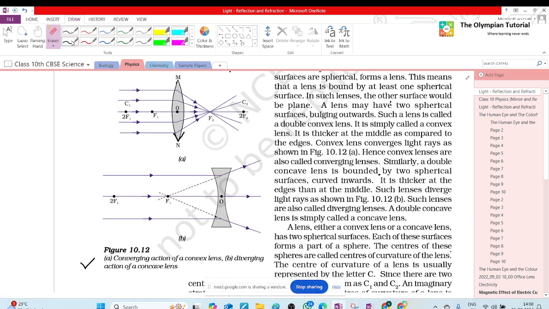Convex lens is also known as a converging lens. Converging, because it converges the rays at a point. When parallel rays are coming, it converges the rays at a point F2. And concave lens is also known as a diverging lens.